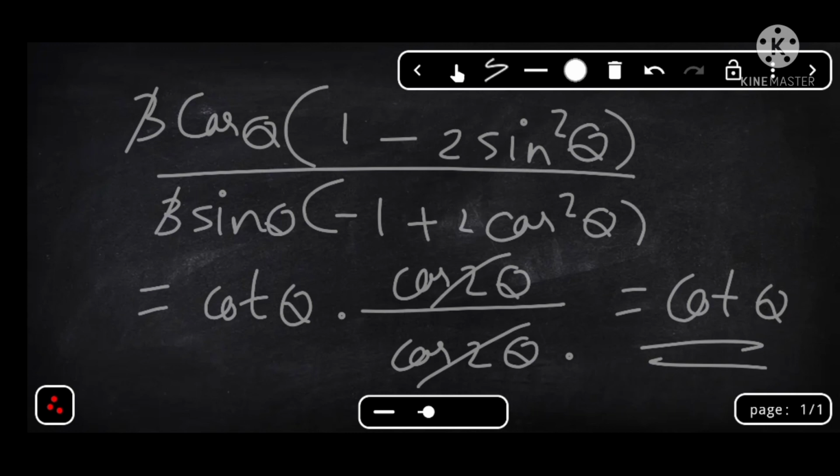So all these are based on the trigonometric identities only. 1 minus 2 sin square theta is cos 2 theta, minus 1 plus 2 cos square theta is also cos 2 theta. So our answer is cot theta.